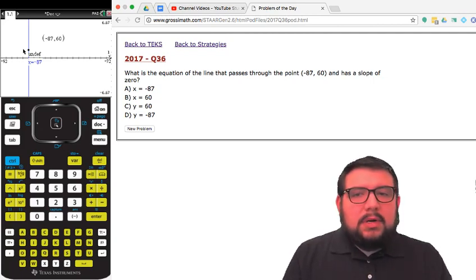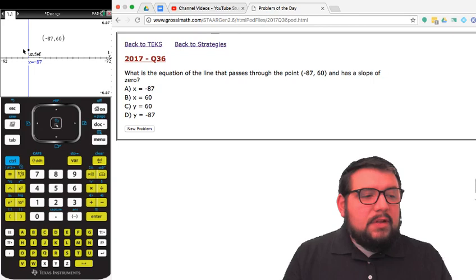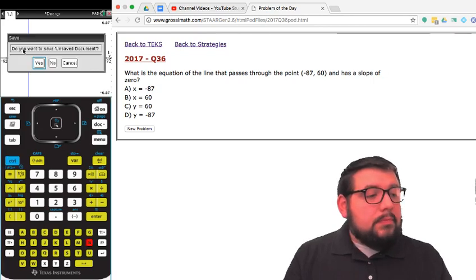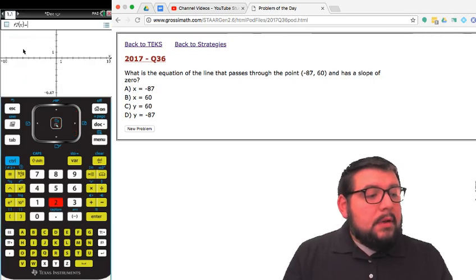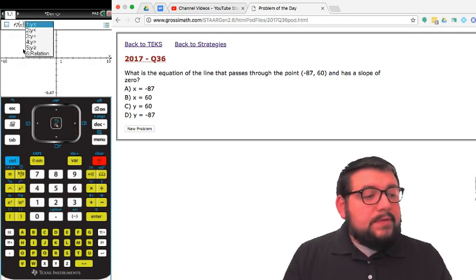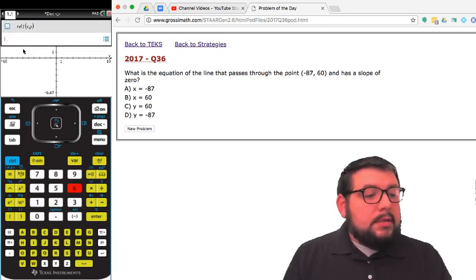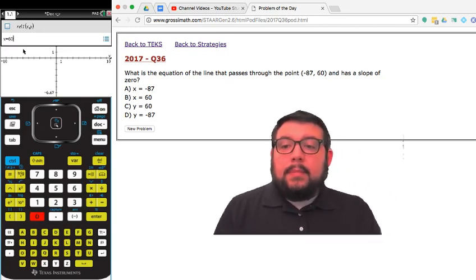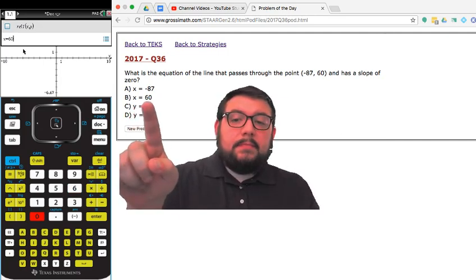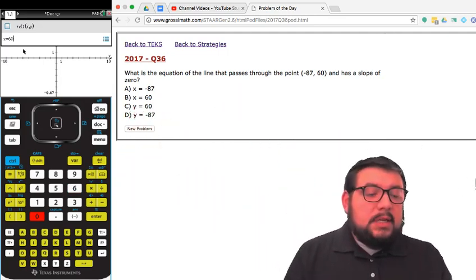If the numbers are weird, guys, and you have to do multiple steps, I really recommend that you just start it over as if it was a new problem. Control-N, choose no, graph. Now we can start picking up the speed because you've seen all the steps already. And I'm going to put x equals 60. Where did I get x equals 60 from? Choice B. Remember, you're just testing answer choices.